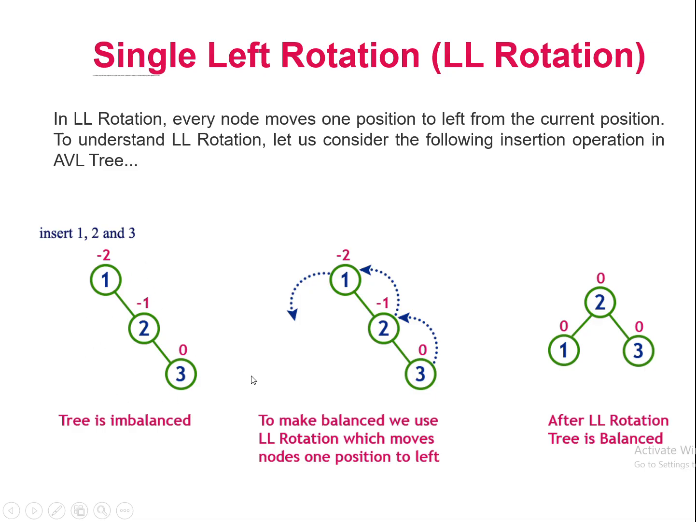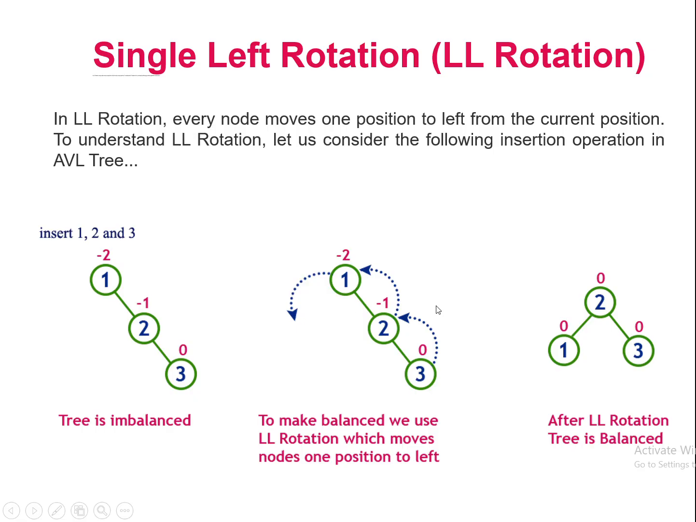So we can check the balance factors of each and every node. We are getting the final balance factors of 0, -1, -2. So how can we check the balance factor? We have a formula: balance factor equals height of left subtree minus height of right subtree.